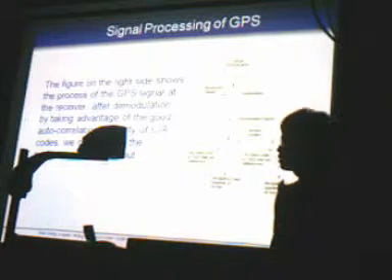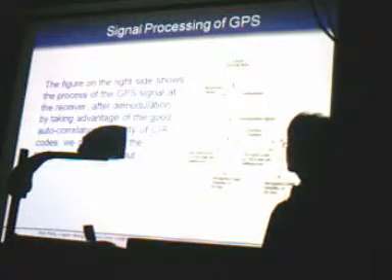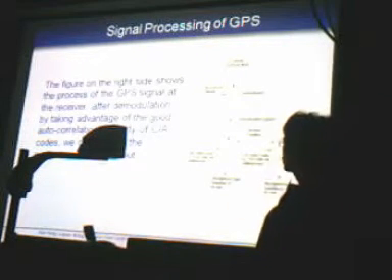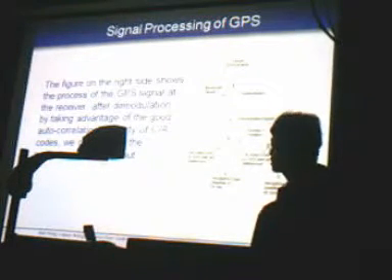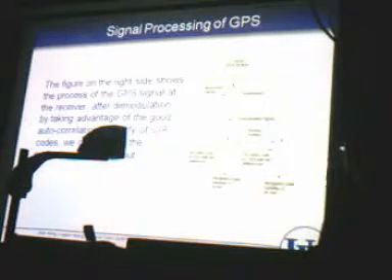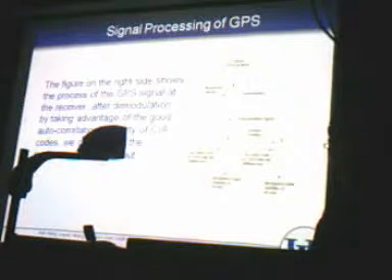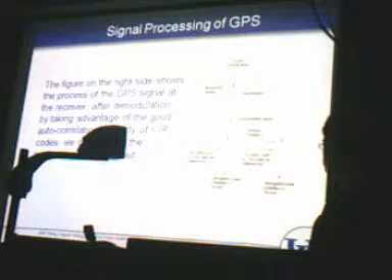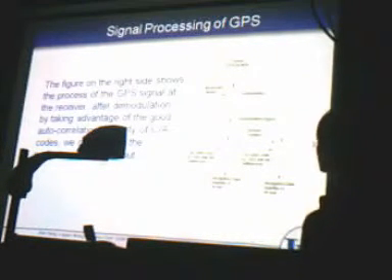And at the receiver part, this figure shows that at first we do the demodulation, and by taking advantage of the good autocorrelation property of the CA codes, we can decode the navigation message out. We assign different CA codes to the different satellites, and at the receiver part, we can pass the signals through the matched filter, and we can get the different navigation data out of different satellites.